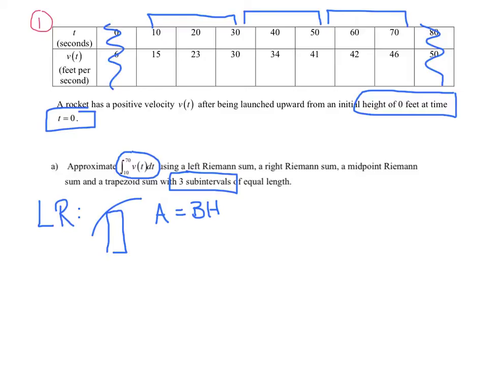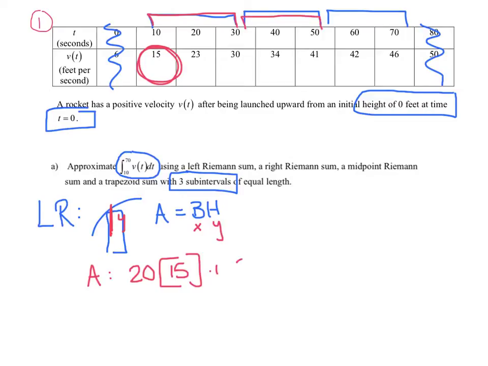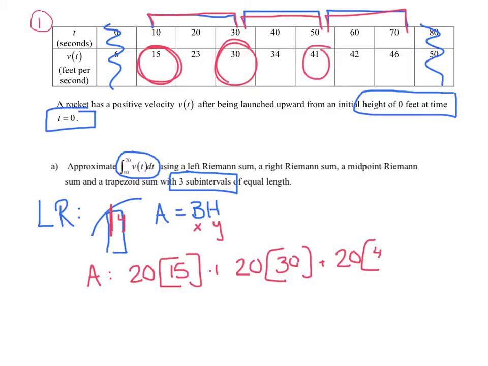Now I want to remind you, the base is your x values, the height of course is your y. When you measure how tall something is, you're looking at the y values. So for my left-hand Riemann sum, my first base from 10 to 30 is a base of 20. And the left-handed height, remember height is your y values, is 15. Plus my base from 30 to 50 is 20, and my left-handed height would be 30. Plus my base from 50 to 70 is 20, and my left-handed height would be 41.